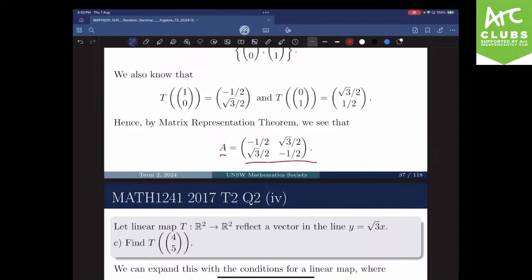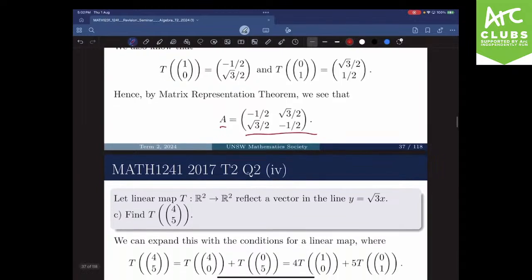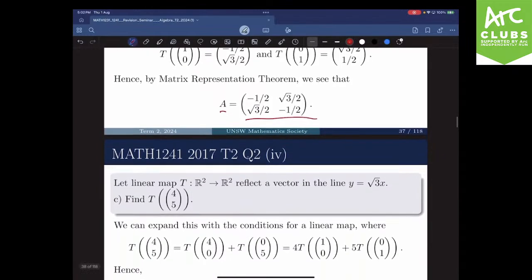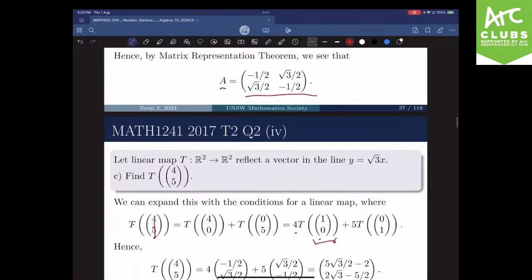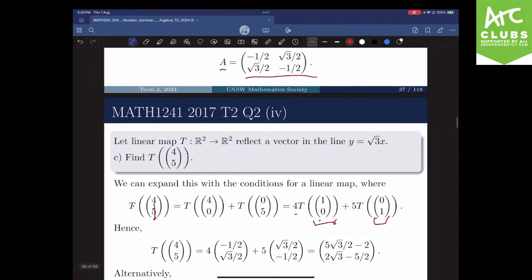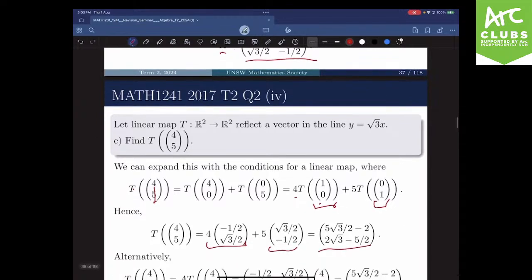With this in mind, if we were to find, for example, the image of vector 4, 5 under this linear transformation, we can do this two ways. The first way is that we already know the images of these standard bases, and since we know it's linear, it preserves scalar multiplication and vector addition. So T of 4, 5 is equal to 4 times T of 1, 0 plus 5 times T of 0, 1. We know these two values already, so we can just plug them in and we get this plus this, which is equal to this.